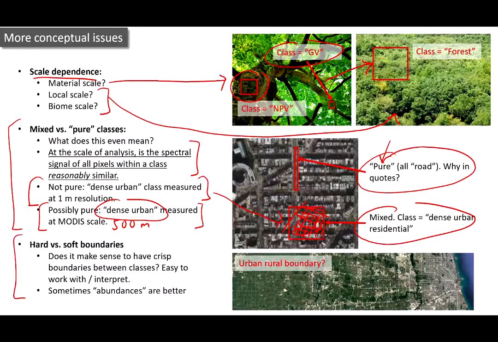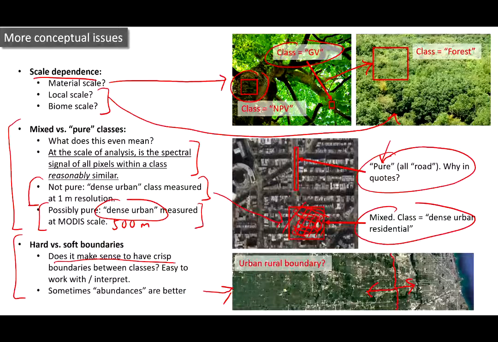Finally, hard versus soft boundaries. Does it even make sense to have crisp boundaries between classes? Look over here, and again, this is like the Nanjing project: where do you draw the boundary? Do you say that everything over here is urban and everything over here is rural?